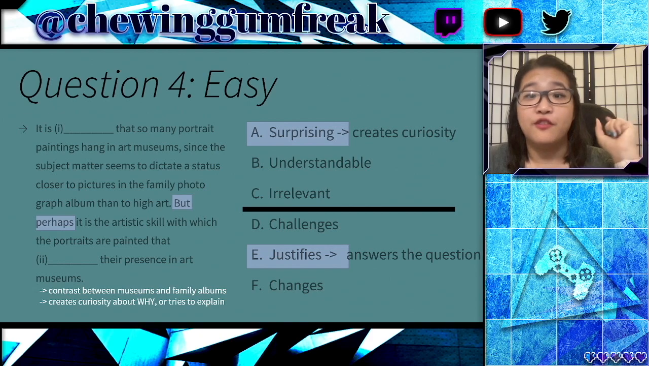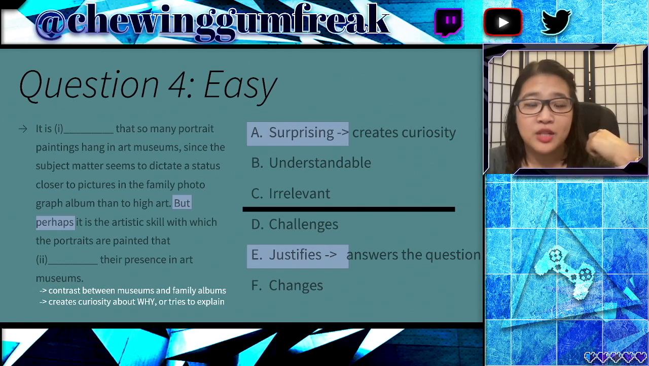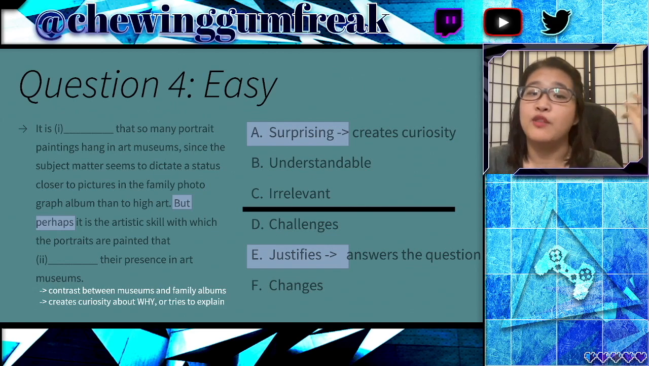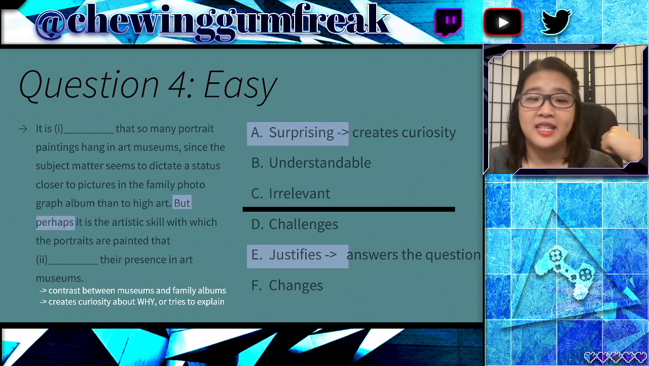Let's take a look at the full context of the sentence just to make sure that everything fits well. It is surprising that so many portrait paintings hang in art museums, since the subject matter seems to dictate a status closer to pictures in the family photograph album than to high art. But perhaps it is the skill with which the portraits are painted that justifies their presence in art museums. That makes a lot of sense.